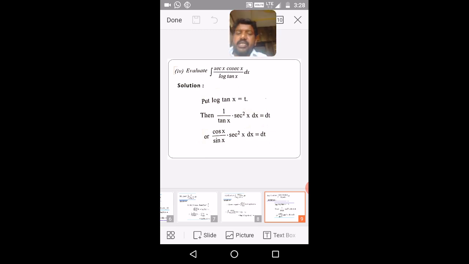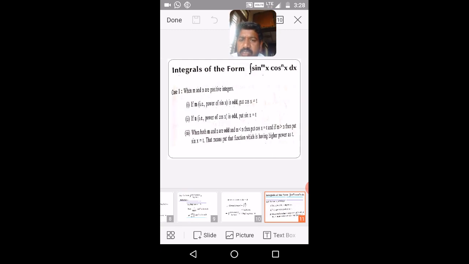And another thing we discussed today is integral of the type integral sin power mx into cos power nx dx, where m and n are positive integers, and in that case we may face three cases, that is, both may be odd numbers, or both the powers may be even numbers, or one may be an even number and another may be an odd number. So for each case you have some specific criteria to solve this type of question, so those things are to be remembered by you.